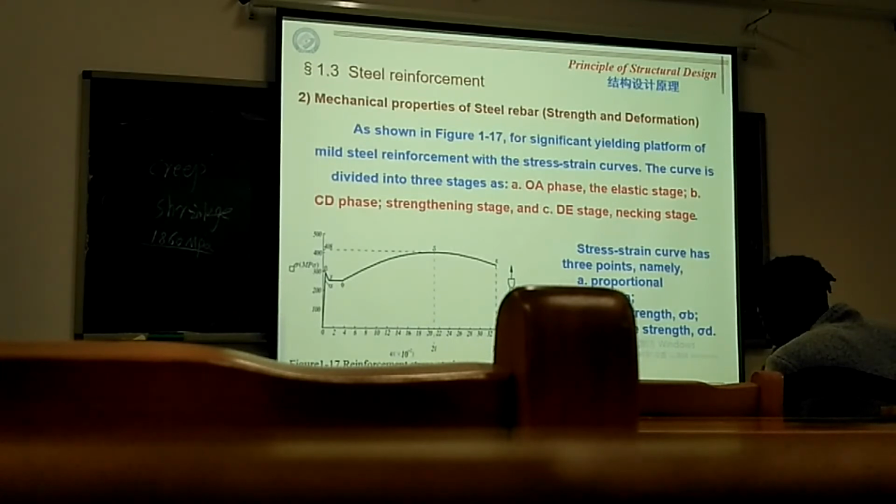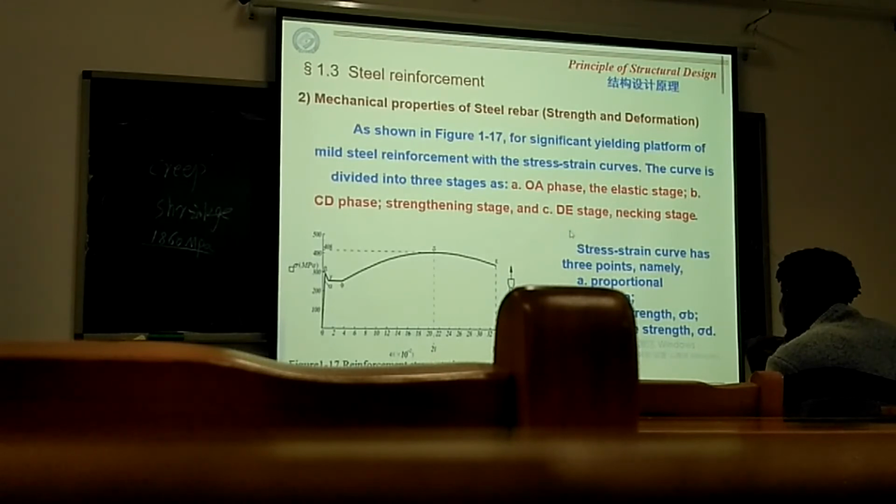So it's also divided into 3 stages. The OA stage is the elastic stage, and the CD is the strengthening stage. That means the tensile strength of the steel will be strengthened. So this is the property of the steel to handle the concrete.